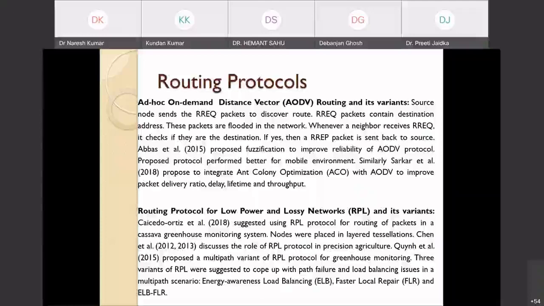So the source node sends the RREQ packets to discover a route, and RREQ packets contain the destination address. These packets are flooded into the network. Whenever a neighbor receives an RREQ, it checks if it is the destination. If yes, then an RREP packet is sent back to the source.